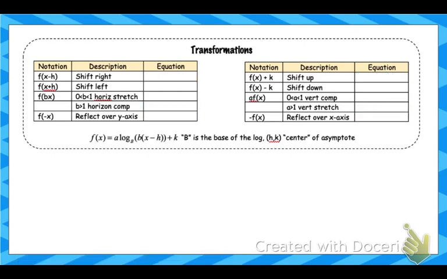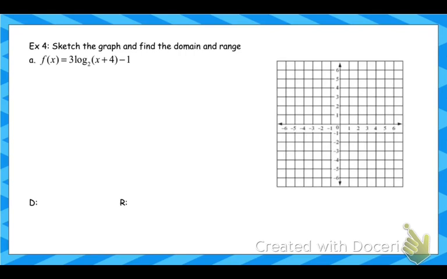So let's go ahead and do some examples. All right, so we're going to go ahead and sketch this graph. So let's go ahead and look at our transformations. So first of all, we know the base. The base is 2. Okay, that's not a transformation. That's just part of the graph. Transformations, we've got a vertical stretch.